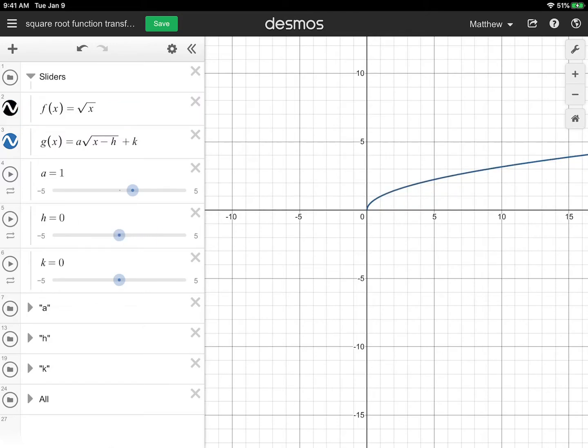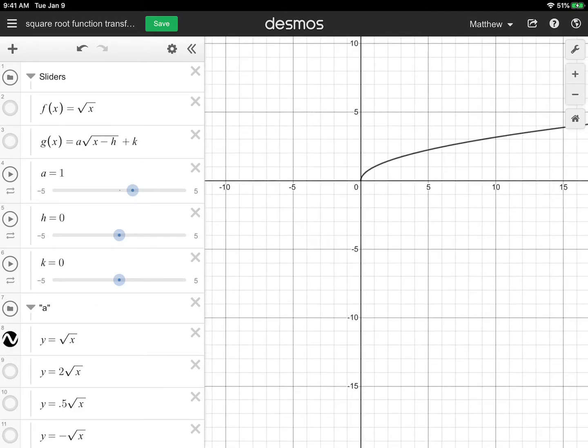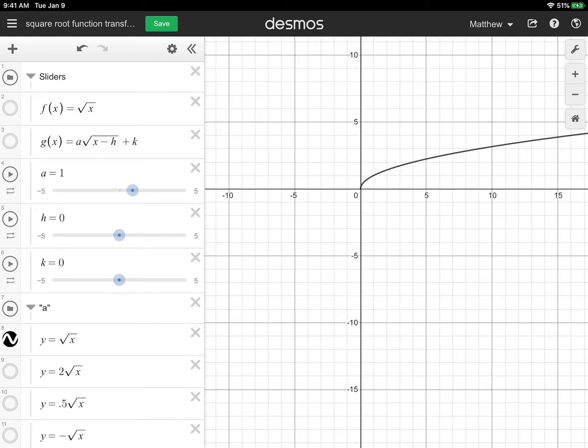And then k, just like you'd imagine, is going to shift it up or down that many units, okay? So if we look at some examples here, this is my parent function, y equals square root of x, right? Now if I look at the equation y equals 2 square root of x, right? What do you think is going to happen?